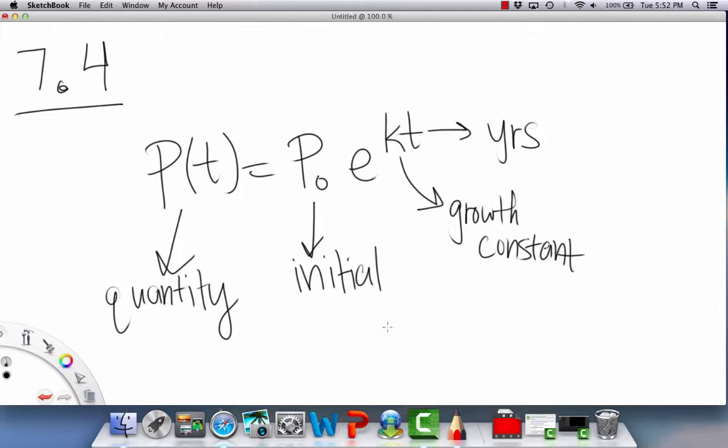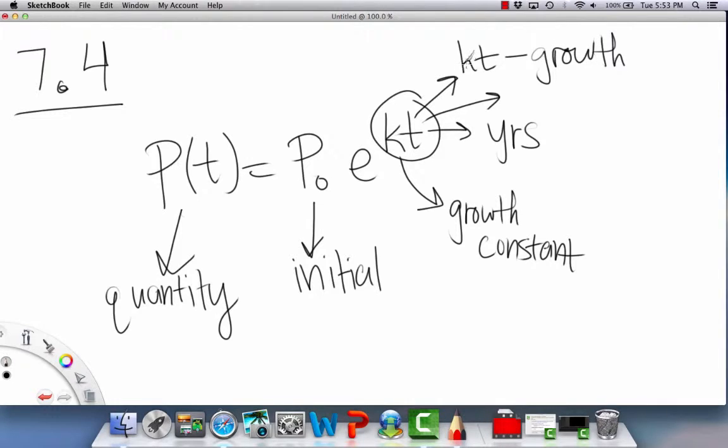Also, what is important is that for this exponent part, there are two ways that you'll see it. When it is positive kt, that signifies growth. Okay? So positive kt means growth.